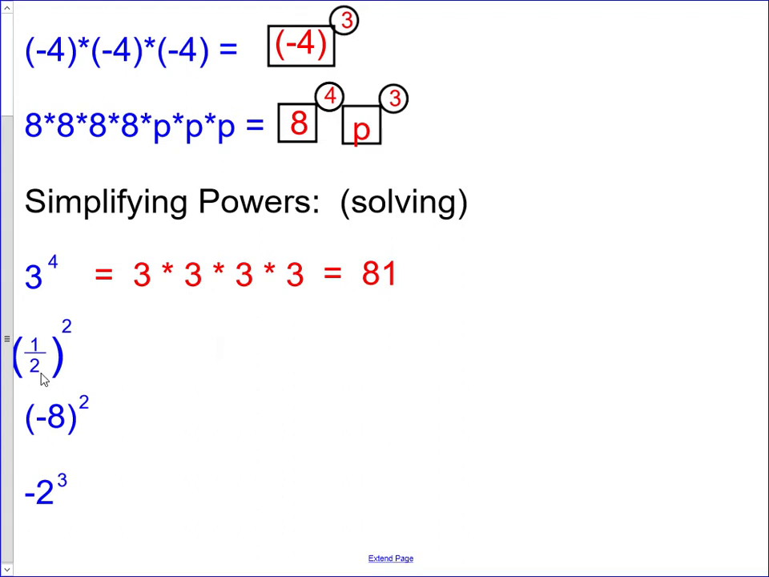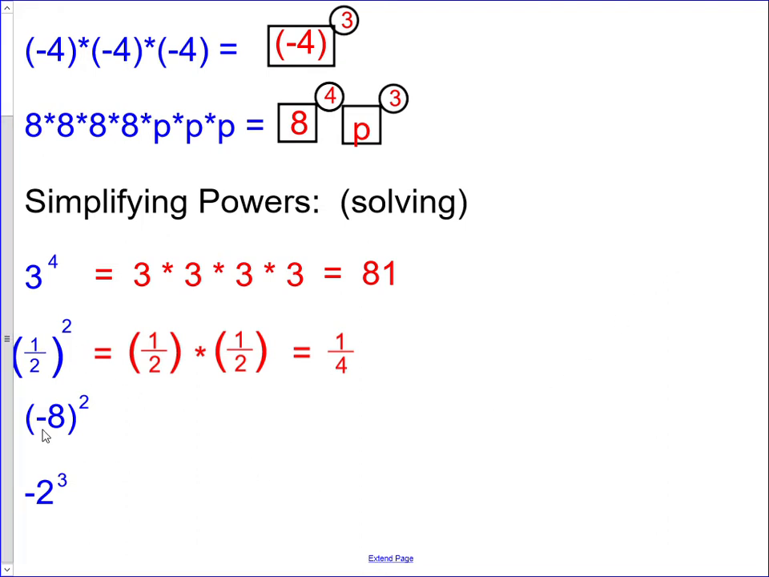Here we have 1/2 as a base and an exponent of 2. When we write it in expanded form, we have 1/2 times 1/2. Well, if we remember our rules for multiplying fractions, we multiply the numerators first, so 1 times 1 is 1. Then we multiply the denominators, 2 times 2 is 4, so we have the number 1/4. So 1/2 to the second power is 1/4.